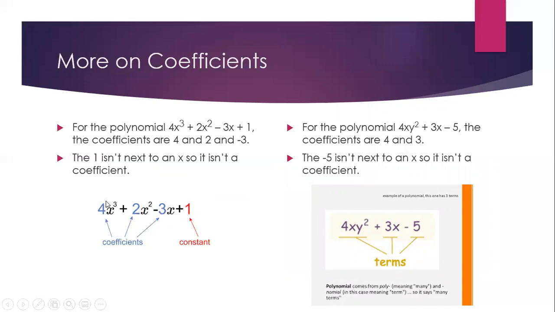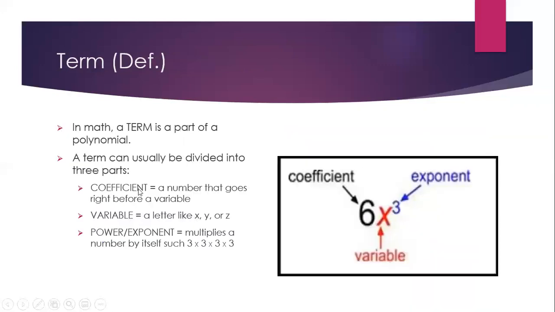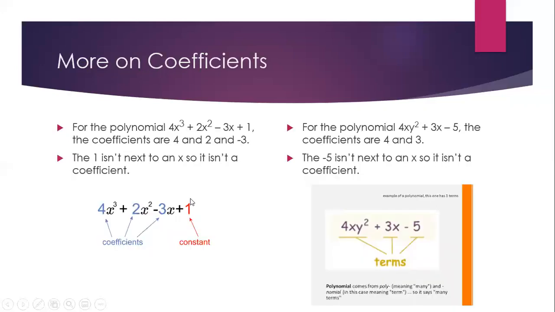However, let's look at these right here. I got a 4, 4 is next to a letter, 2 is next to a letter, and -3 is next to a letter. So that means that 4, 2, and -3 are your coefficients. Again, 1 is not next to a letter. It's not a coefficient. It has to be next to a letter to be a coefficient. That is the definition of a coefficient. All right.